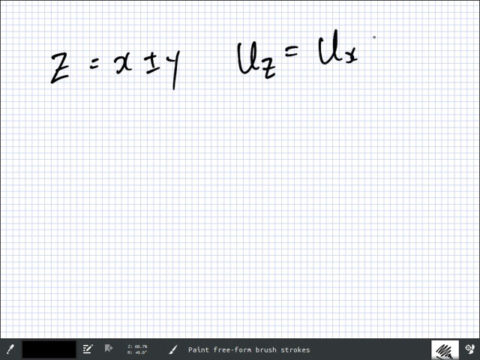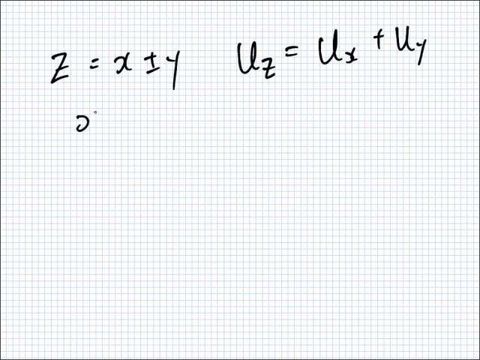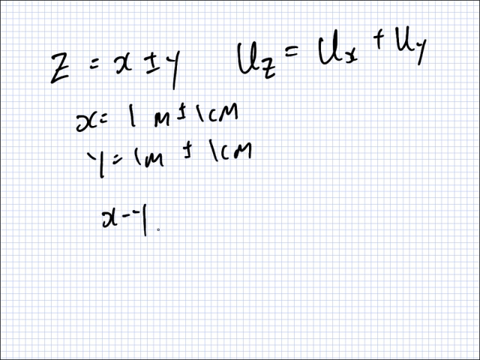So the first rule you can see there is if you want to add or subtract two values, the uncertainty is you add the two. Plus or minus, you add still. Doesn't matter if it's plus or minus. The uncertainty adds. So for example, if x is 1 meter plus or minus 1 centimeter and y is 1 meter plus or minus 1 centimeter, then x minus y is 0 meters plus or minus 2 centimeters. That's the first rule.